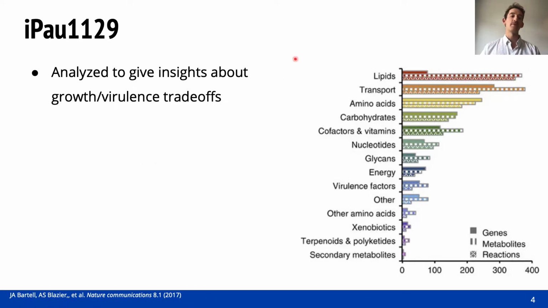So now on to iPAE1129, which served as a starting point for this updated reconstruction. This was a model produced in 2017 by Jennifer Bartell and Anna Blazier, who are alumni of my lab. It's an excellent model, and they originally used it to give insights into growth-virulence trade-offs. Over here on the side, we have the different kinds of metabolism that it accounted for. But as we've been gathering more knowledge and insights about Pseudomonas, it's important that we update this model to make it more accurate and help make better predictions.